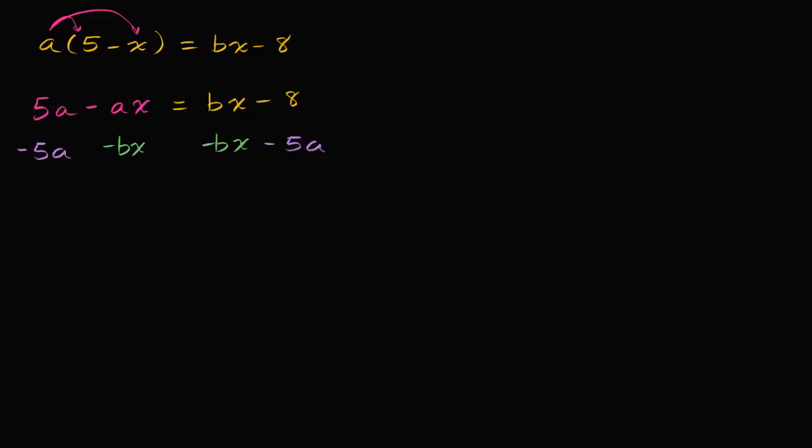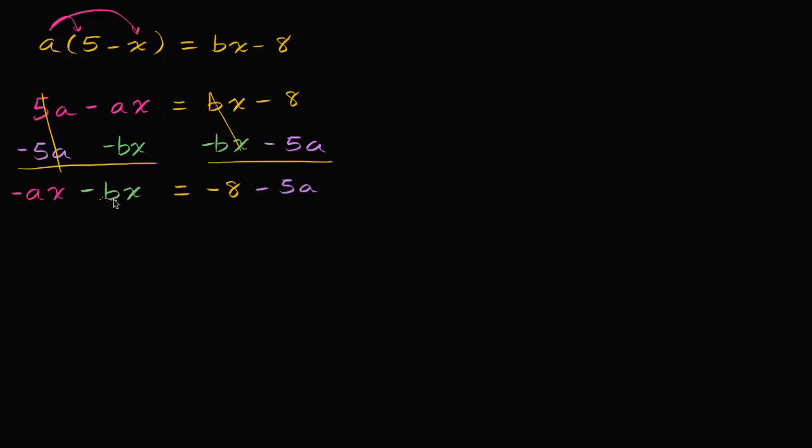And then let's see what this gives us. So the 5a's cancel out. And on the left-hand side, I have negative ax minus bx. Minus, I'm doing that same green color, minus bx. And on the right-hand side, this is going to be equal to, the bx's cancel out, and I have negative 8 minus 5a. Negative 8 minus, that same magenta color, minus 5a. And let's see, I have all my x's on one side, all my non-x's on the other side.